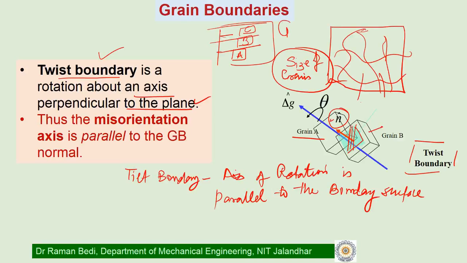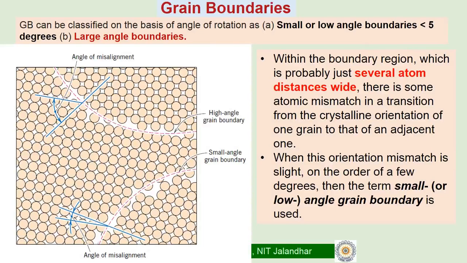ASTM has given a method to find out the average grain size, and we will elaborate on that, how you talk about the grain size. So before going to the grain size, let us talk about one more classification of grain boundaries. The earlier classification was based upon what we called the axis of rotation. The second classification is now based upon the angle of rotation, which we term as small angle grain boundaries or large angle grain boundaries.